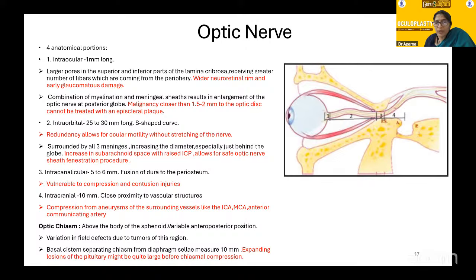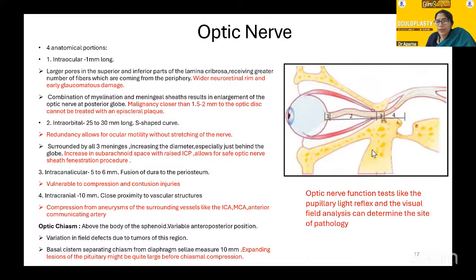Coming on to the optic chiasma, it lies above the body of the sphenoid, and it has a variable anterior-posterior position. Depending upon its position, there can be variation in field defects due to tumors in this region. There is a basal cistern separating the chiasm from the diaphragma sellae, measuring around 10 mm. So expanding lesions of the pituitary might be huge before they manifest or cause compression on the chiasm.